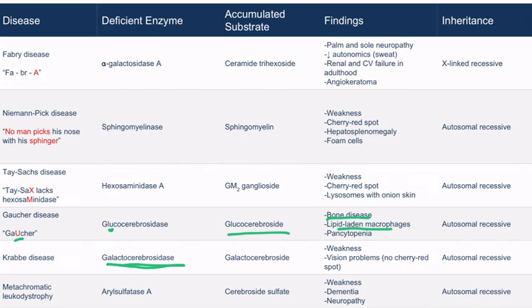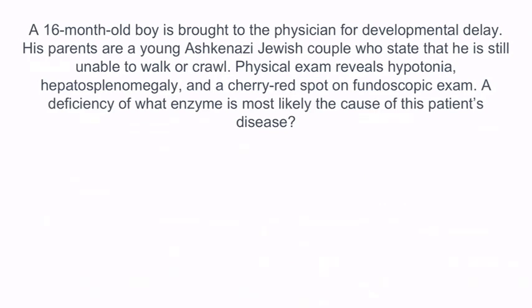Okay, with this in mind, let's do another question. A 16-month-old boy is brought to the physician for developmental delay. His parents are a young Ashkenazi Jewish couple who state that he is still unable to walk or crawl. Physical exam reveals hypotonia, hepatosplenomegaly, and a cherry red spot on fundoscopic exam. A deficiency of what enzyme is most likely the cause of this patient's disease?